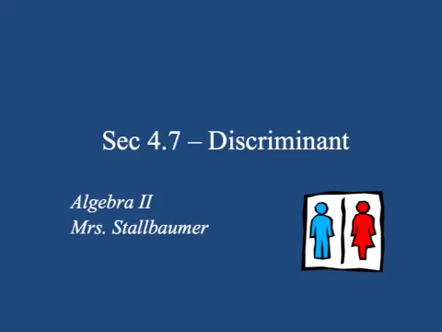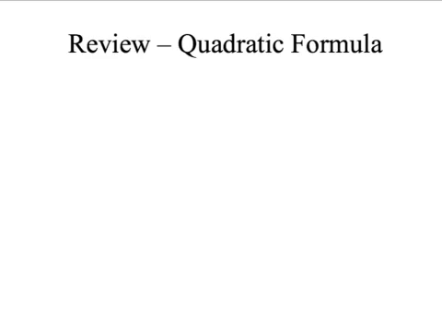Okay, this is the second part of section 4.6 or 4.7. And we're going to talk about the quadratic formula, but in fact we're really going to focus on one piece of the quadratic formula, and that piece is called the discriminant. So let's get started with a little review.